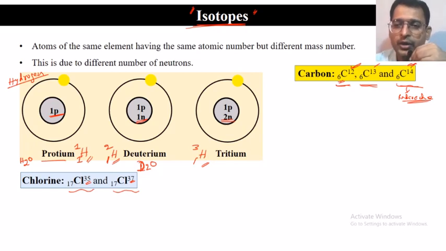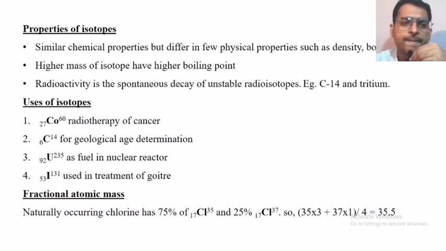Okay, and why is the difference in the atomic mass? It is because of the different number of neutrons. Okay, so what are the properties of isotopes? They have similar chemical properties but differ in the physical properties.